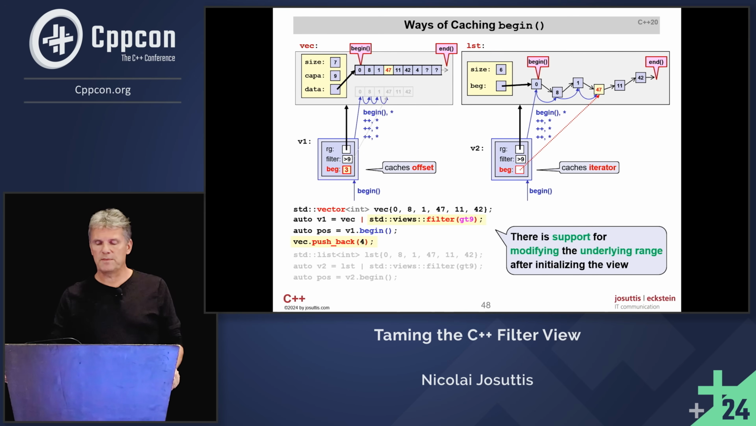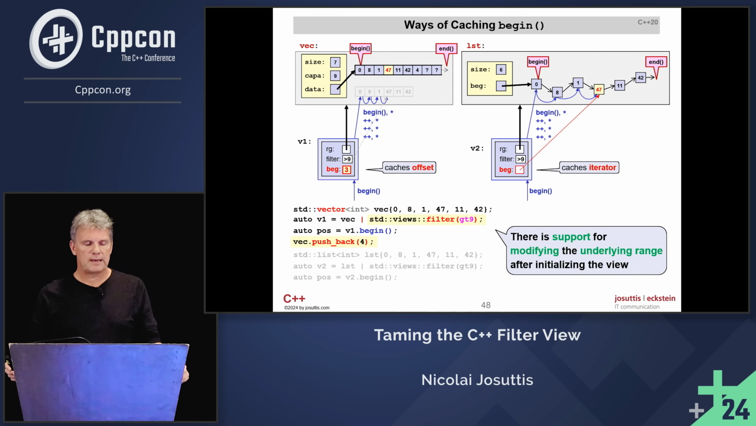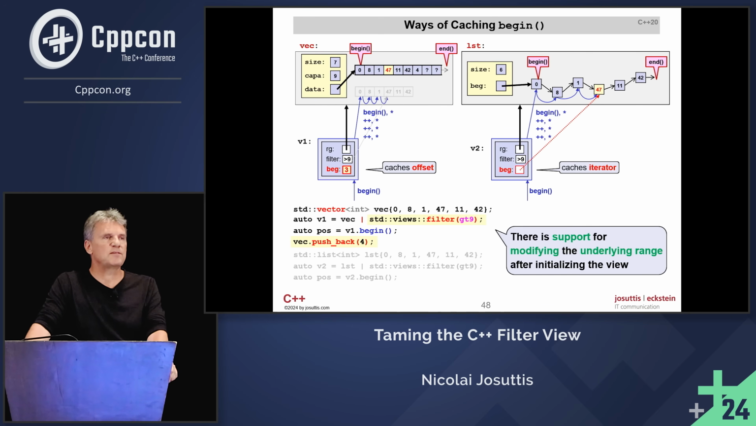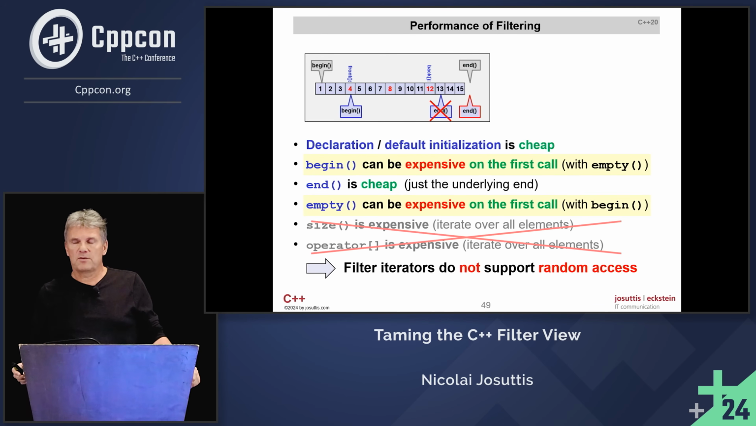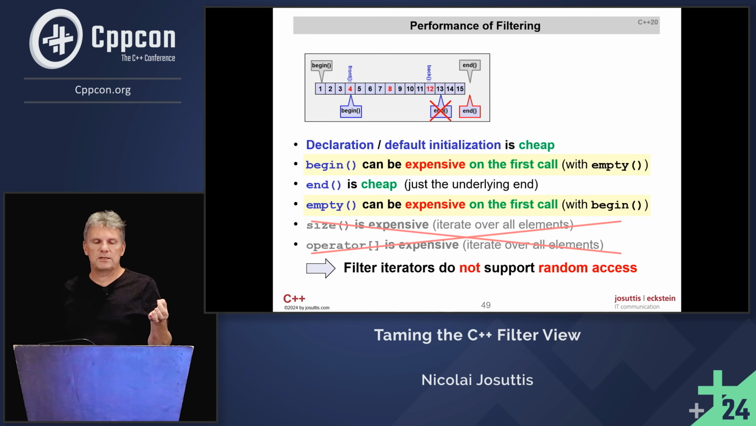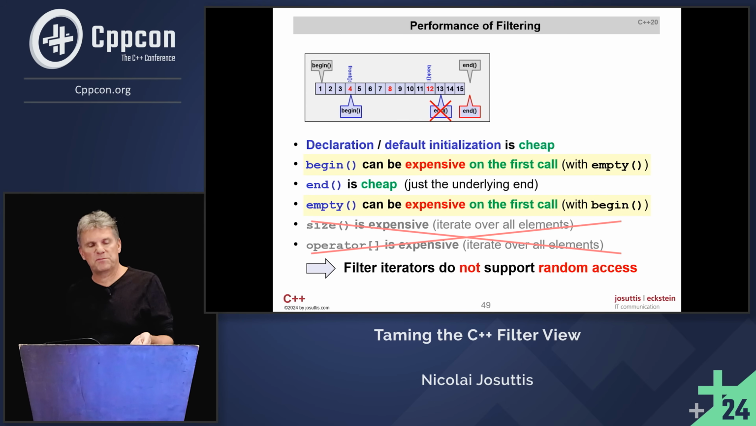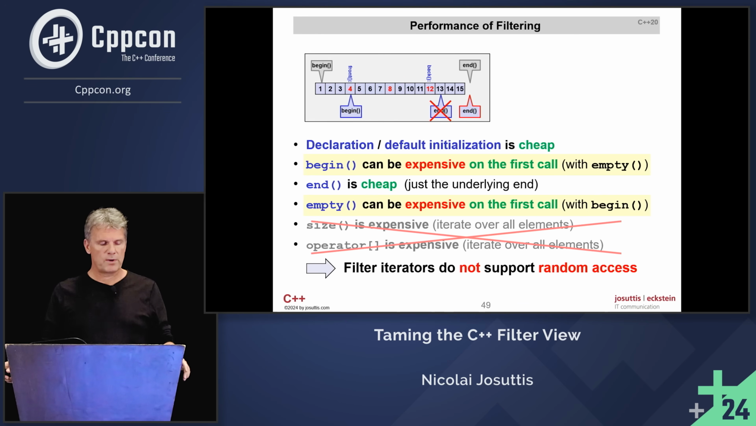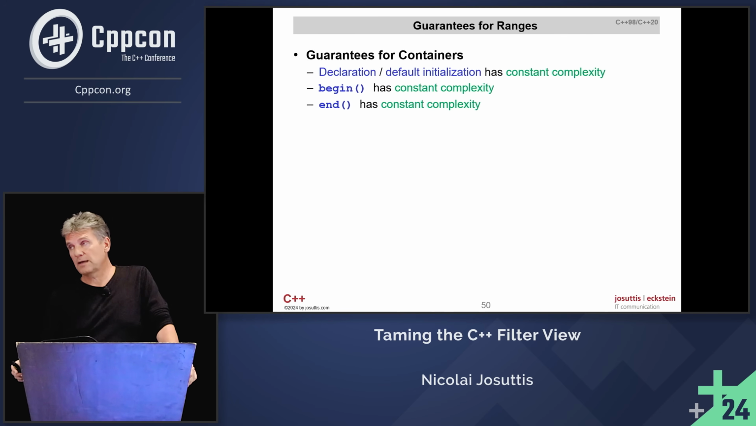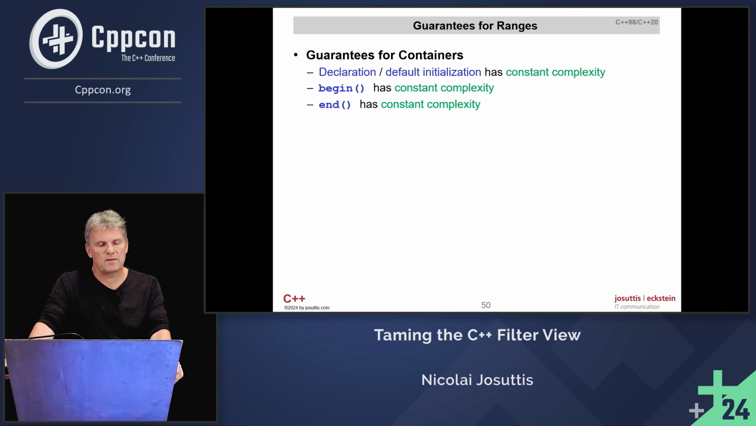So it seems that we have great support for modifying underlying ranges after initializing the view or using it for the first time. Be careful. So let's see where we are. Declaration and initialization of a filter view is cheap. Begin can be expensive on the first call only. End is cheap. Empty can be expensive on the first call. Well, it's either way: if you first call begin, the next empty is cheap, and the other way around. And those are the guarantees we have. And you can see that in the standard.